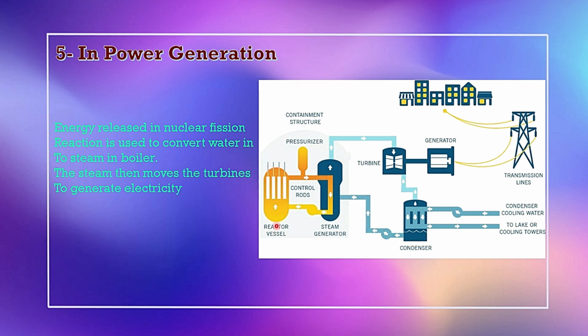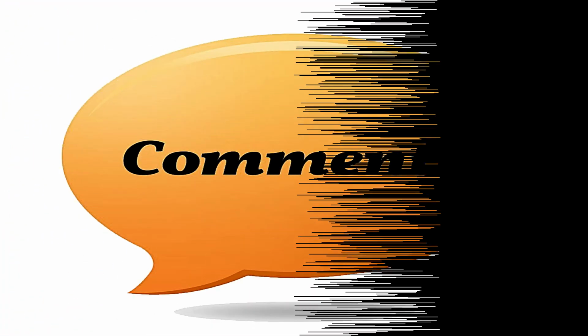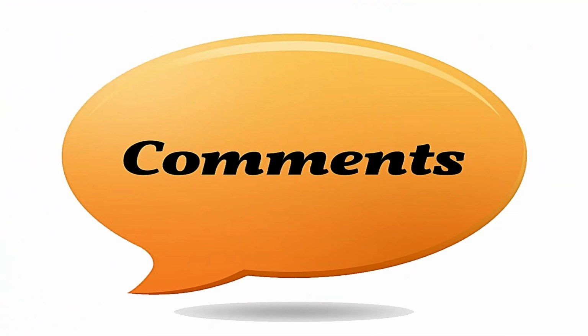Here a fission reaction takes place. Energy is used to convert water into steam. That steam moves the turbines, which produce mechanical energy, and the generator converts mechanical energy into electrical energy. So in this way, by using simple isotopes and nuclear reactions, we can produce electricity. This is all about isotopes, and these were all the uses of isotopes.